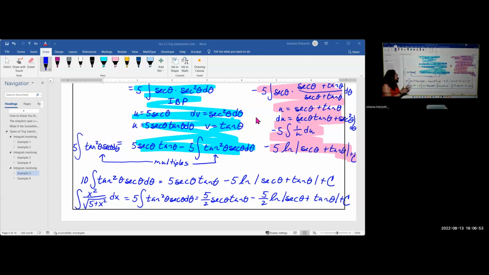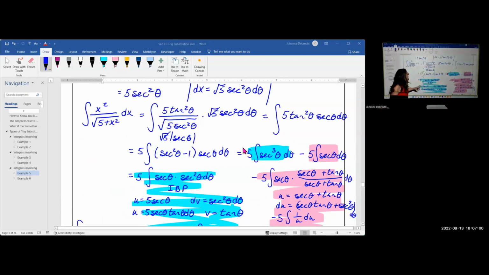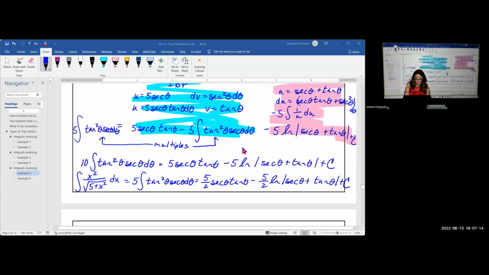But the problem is the original integral that I started with that had x in it, that's not equal to 10 of those. Up here, it's equal to 5 of those. So when I get 10 of them, I've got double what I need. I need 5 of them, and now I've got 10. So I'm going to divide by 2, right? Which is basically the next thing I do.